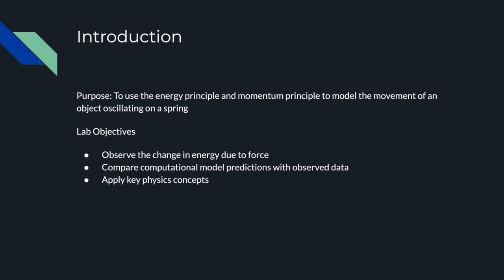The purpose of this lab was to use the energy and momentum principles to model the movement of an object oscillating on a spring. Some of the objectives for this lab include observing the change in energy due to force, comparing computational model predictions with observed data, and applying key physics concepts.